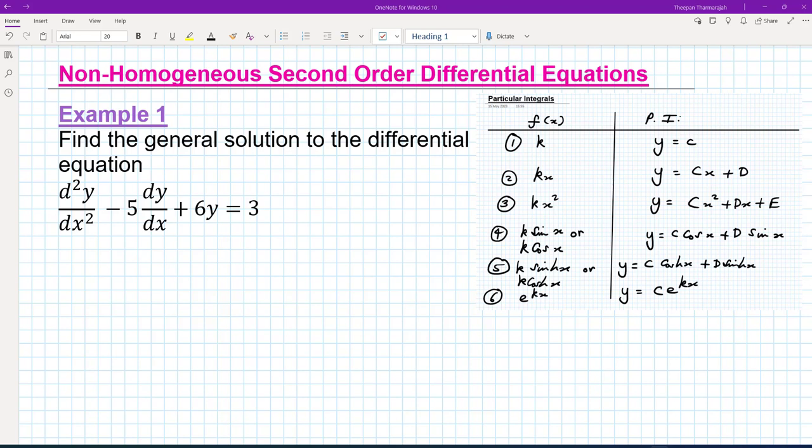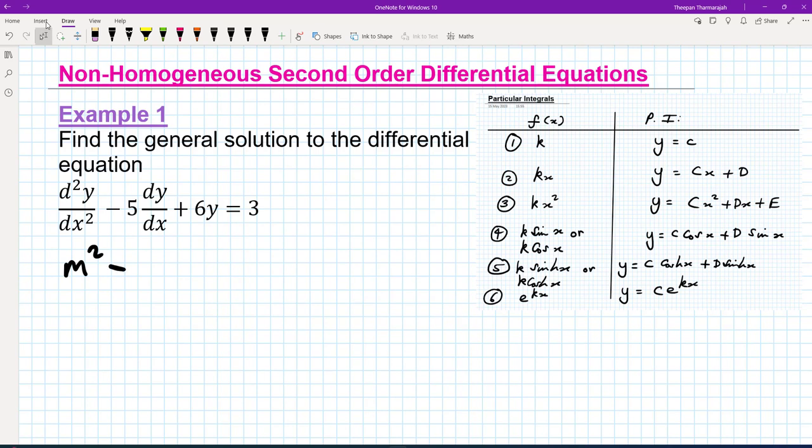So here is the first type of a non-homogeneous second order differential equation when it's equal to a constant. So the first thing we ought to do is to work out the complementary function. So we're going to say, well, that's going to be m squared, because we've got a d2y by dx squared, minus 5m, because we've got a 5 dy by dx, plus 6. And we're going to make this equal to 0.